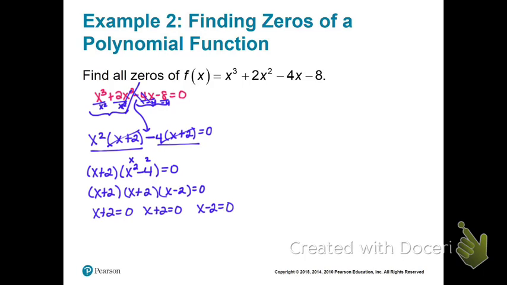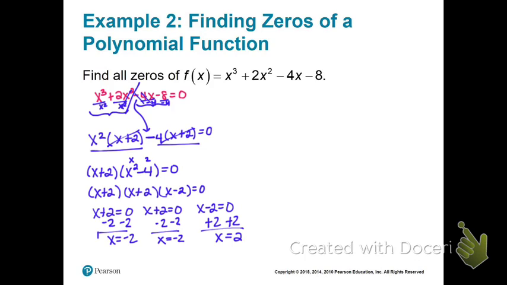Alright, so we set them each equal to 0 and then solve, right? So subtract the 2. How many answers am I going to get? 3. How did I know at the beginning there was going to be 3? The largest exponent. The degree of it tells me the number of solutions we're going to have.